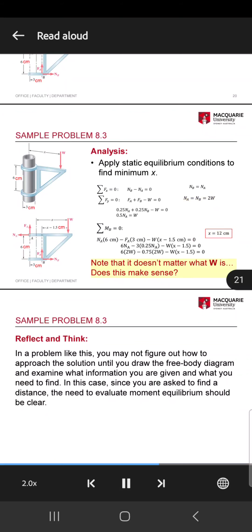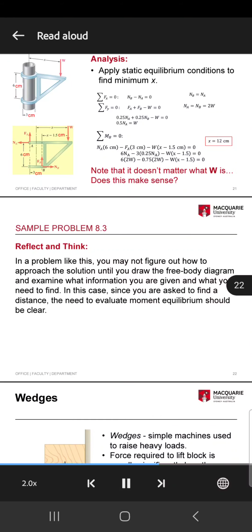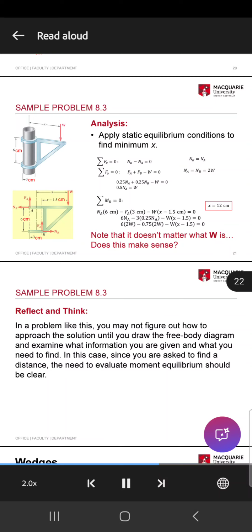Note that it doesn't matter what W is. Does this make sense? Free body diagram of bracket. Forces F_A and N_A are applied at point A. F_B and N_B are applied at point B. The force W is applied 1.5 inches from the center of the collar.